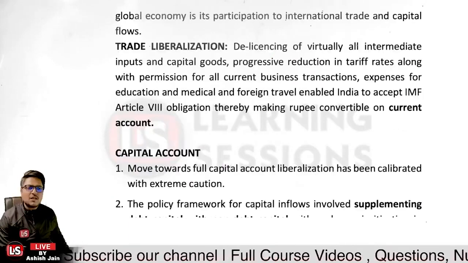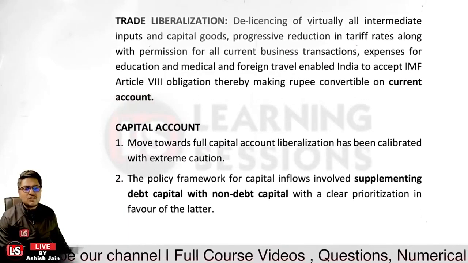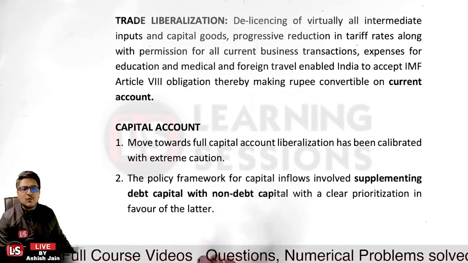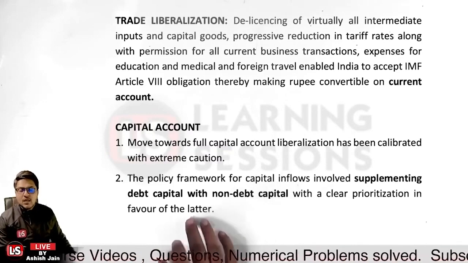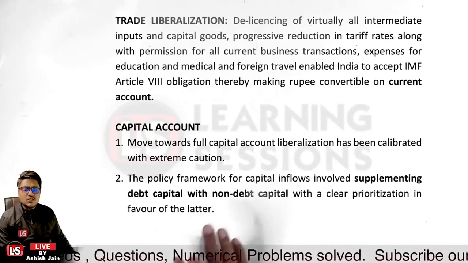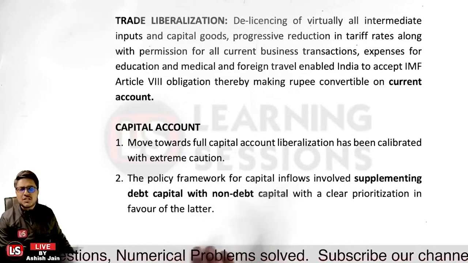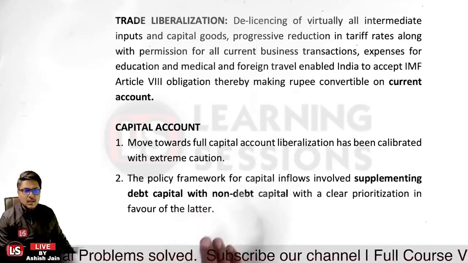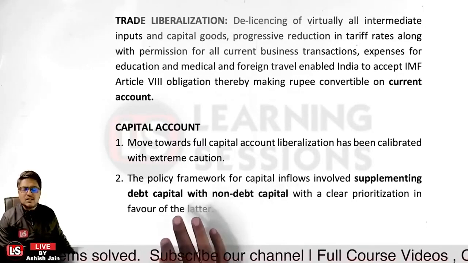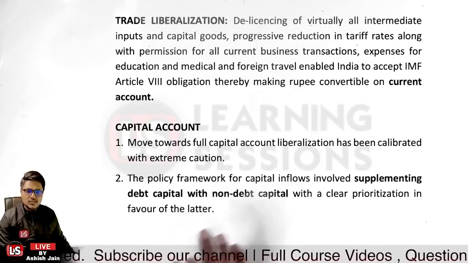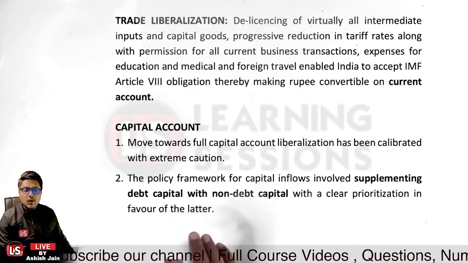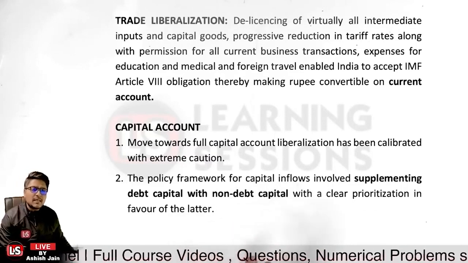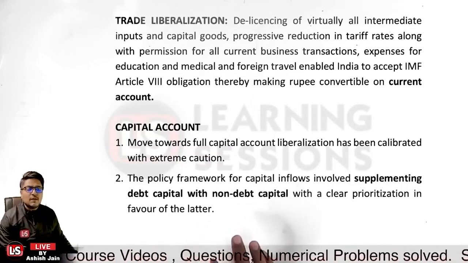Next, it is related to capital account transactions. The move towards full capital account liberalization has been calibrated with extreme caution. Why so? Because if the capital account were fully convertible, there is a huge chance of loss and setback to the country itself. That is why it is approved. Liberalization has been there, but it is calibrated very cautiously. The policy framework for capital inflows involved supplementing debt capital with non-debt capital, with a clear prioritization in favor of the latter.